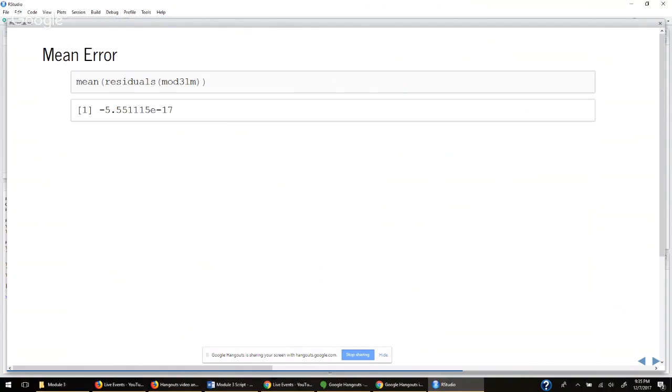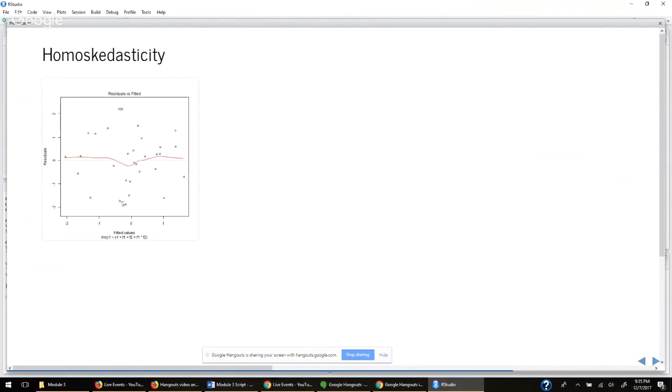The mean error equals 0, so we see that here. This is very, very close to 0. That's good. Then we evaluate the residuals versus fitted graph to check for homoscedasticity, and we see that this line here is mostly above 0 and then dips down right here. So the variance isn't exactly constant. If it were, it would be right along this line, the 0 line. We want to keep in mind that there could be some heteroscedasticity in the data.